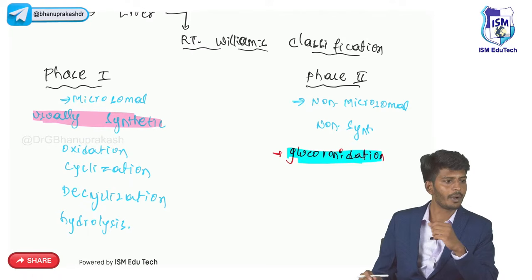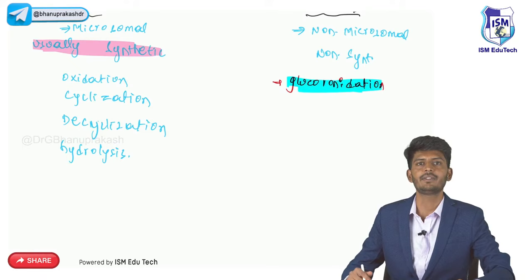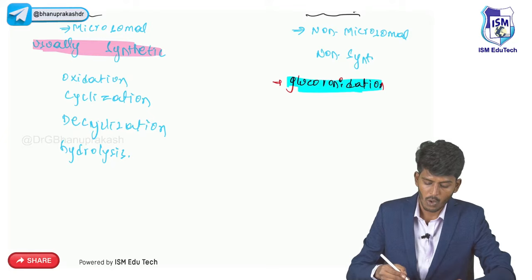Okay. Now, let's go to the next important one. Glucuronidation. Glucuronidation is a reaction in which fat soluble substances will get converted into water soluble substances. We have other reactions such as methylation.